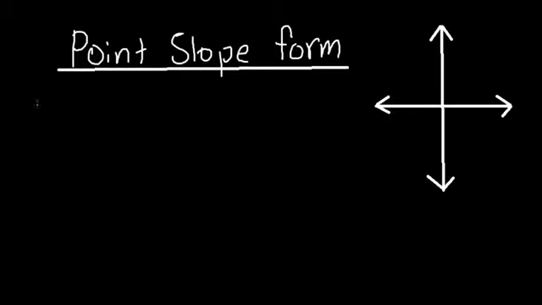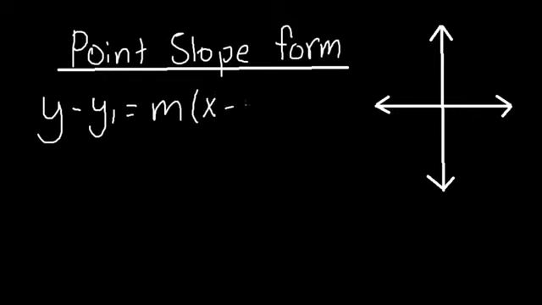Well, the formula for point-slope form is y, the variable, minus y1, which is equivalent to m, the slope of the line, times x minus x1, which is also a point. Okay, I'll explain it with an example.